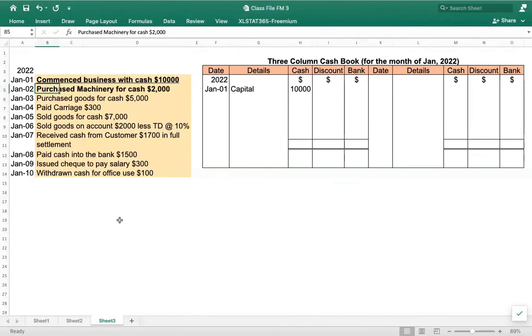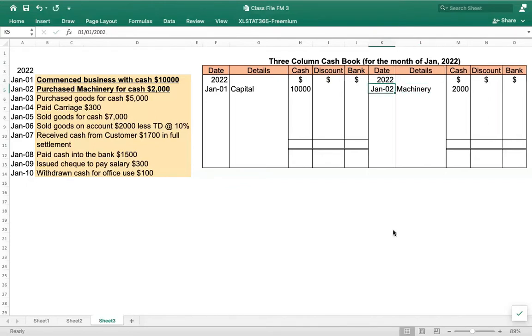Now the next transaction, read out. Purchase machinery for cash 2000. Now tell me, is cash increasing or decreasing? Decreasing, a decrease in asset. Credit. So I will record this on the credit side of the cash book. In the cash column I will put the money 2000. And what is the name of the other account? Machinery. And put the date Jan 2nd, 2022.